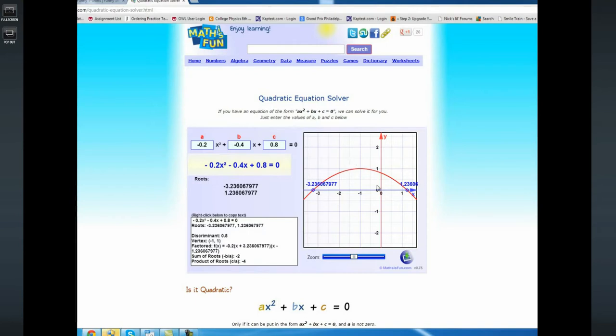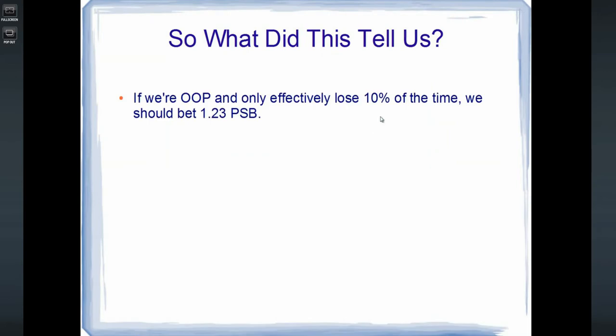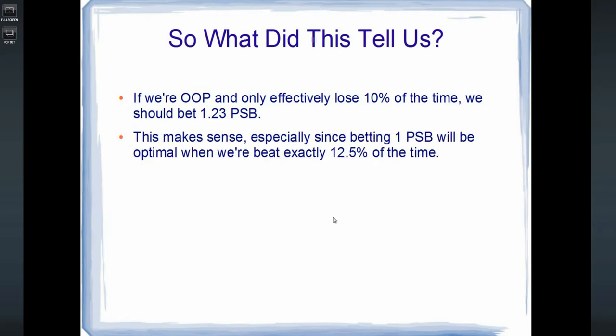So we either can bet 1.23 pot size bets or negative 3.23 pot size bets. So clearly, one of those doesn't make any sense. So the correct answer is we should bet 1.23 pot size bets on the river. So what did this tell us? Well, it told us if we're out of position and only effectively lose 10% of the time, we should bet 1.23 pot size bets. This makes sense, especially since one pot size bet will be optimal when we're beat exactly 12.5% of the time.